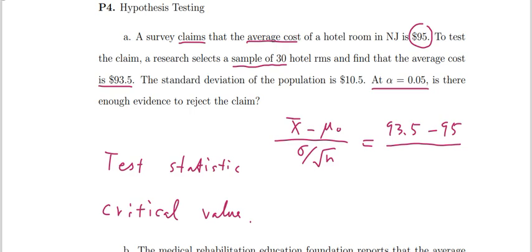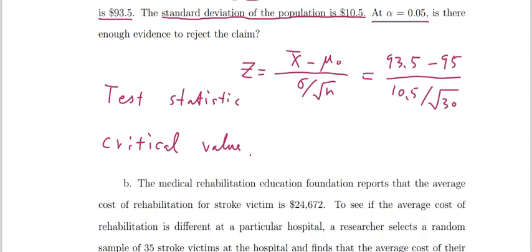And so let's say, this one is very clear. It tells us the standard deviation of the population, so this is sigma, 10.5 over square root of n, with n equal to 30. So we say this is the z value, right? From this z value, we can find the p value or find the critical value.